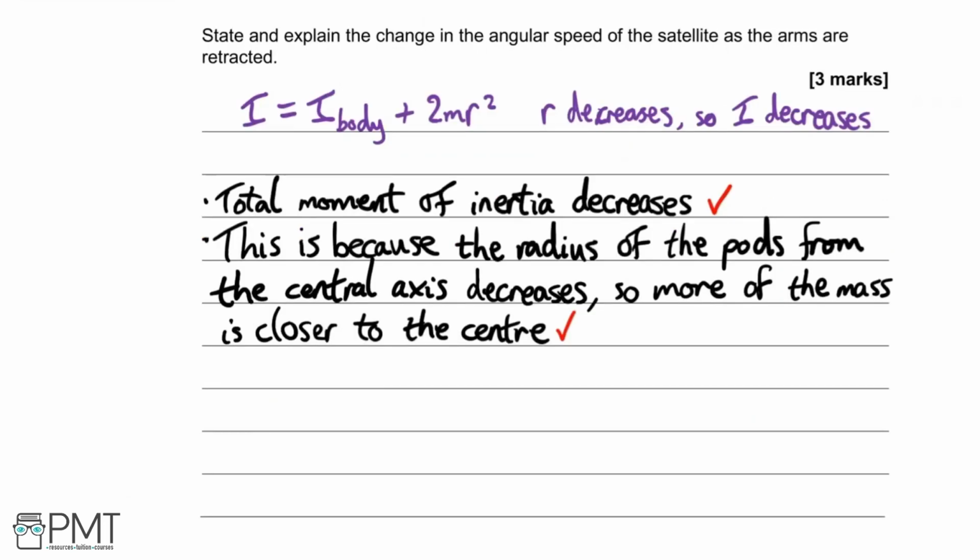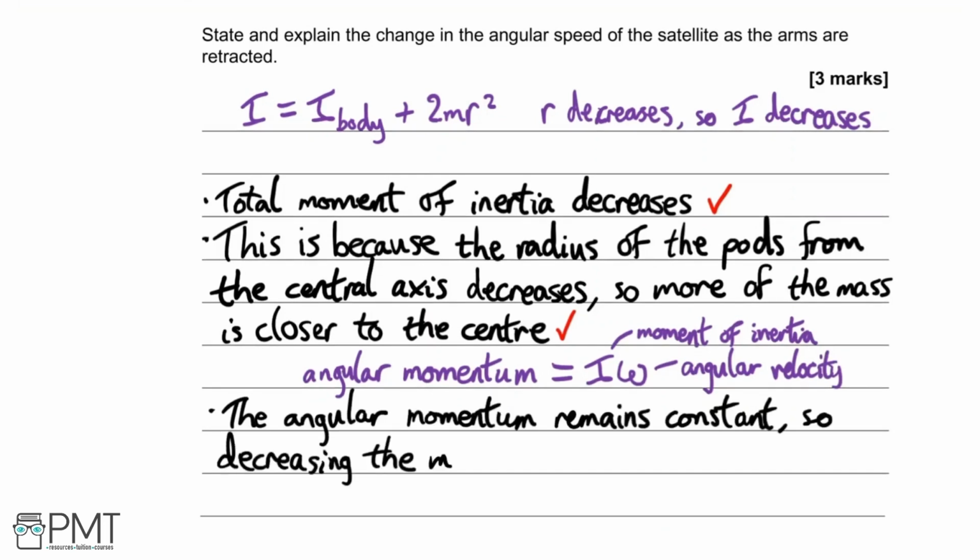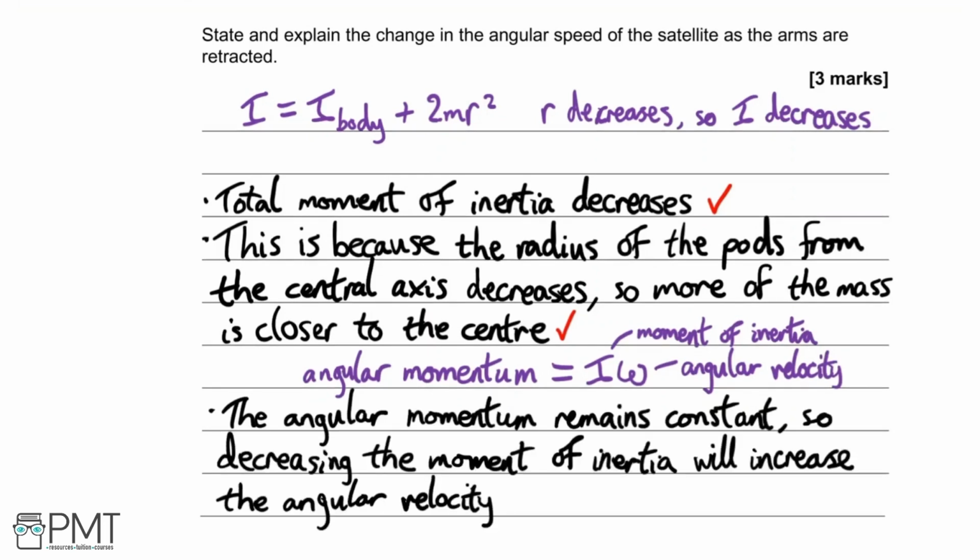The third mark will be obtained for relating this change in moment of inertia to the angular momentum. So the equation that we need is this. We can see here that moment of inertia and angular velocity are inversely proportional. So if the moment of inertia is decreasing, the angular velocity must be increasing because we're keeping the angular momentum constant, as we stated in a previous question. For this third mark, you need to say that the angular momentum stays constant and that the angular velocity will increase. If you miss either of those points, you won't get that third mark. So 3 marks there.